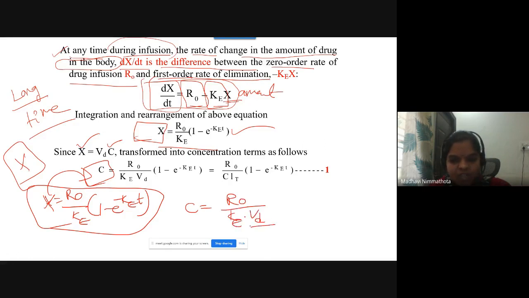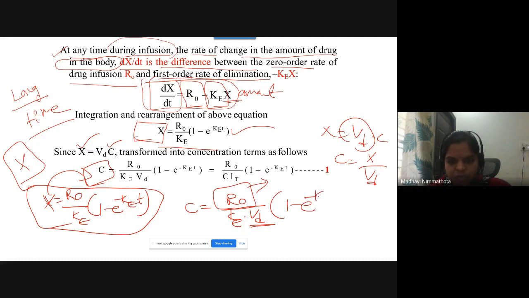Then where will we get this Vd? x is equal to Vd into C, then C is equal to x by Vd. So that's why here x is already in the form of infusion rate, that is nothing but the amount of the infusion rate available in the body. So then R0 divided by Ke into Vd, then 1 minus e to the power of minus Ket is as usual. See here, only the part x is replaced with C, and here you have Vd because we have a relationship between these three parameters.